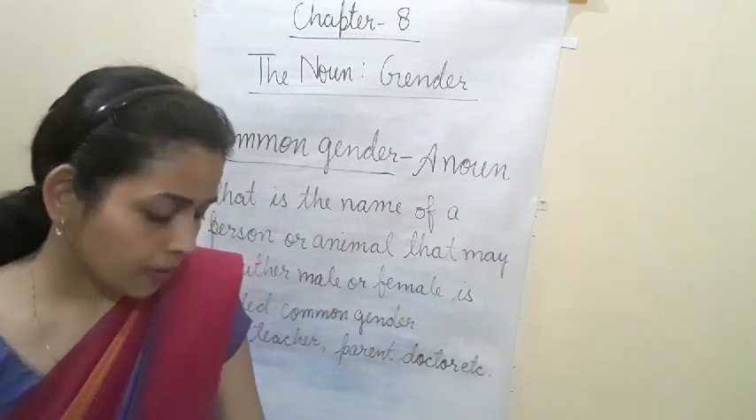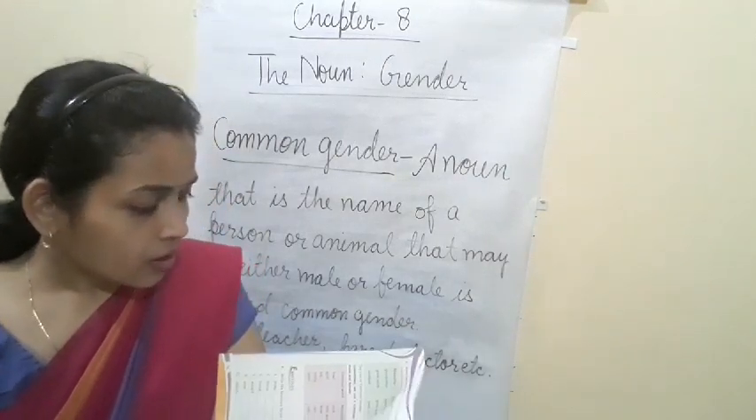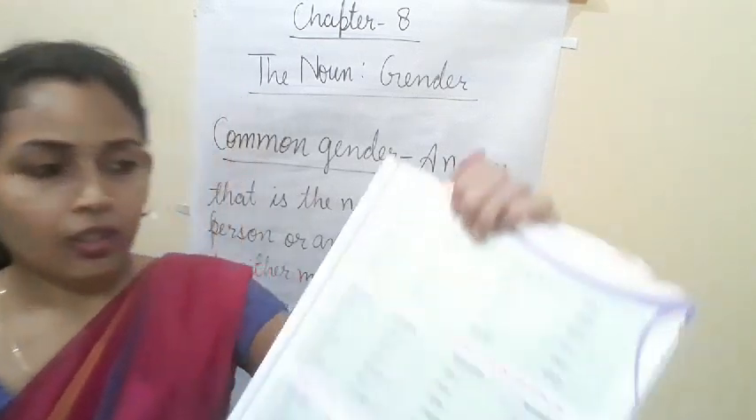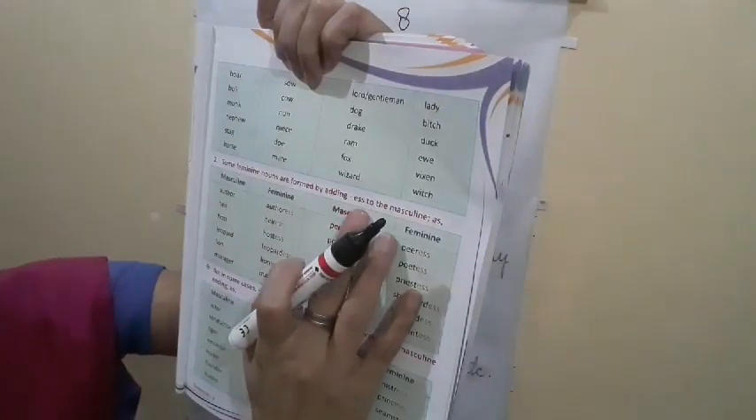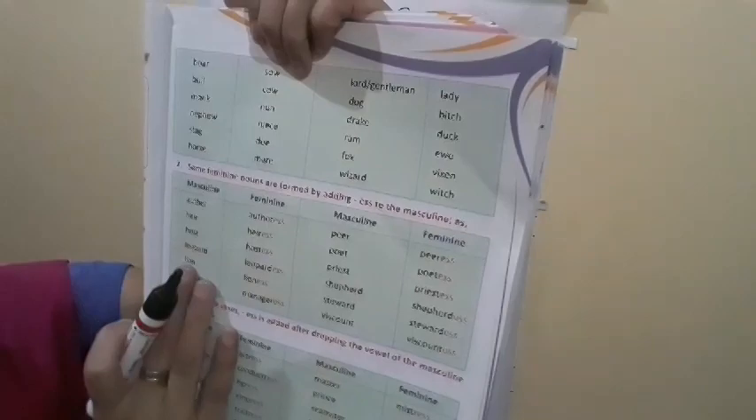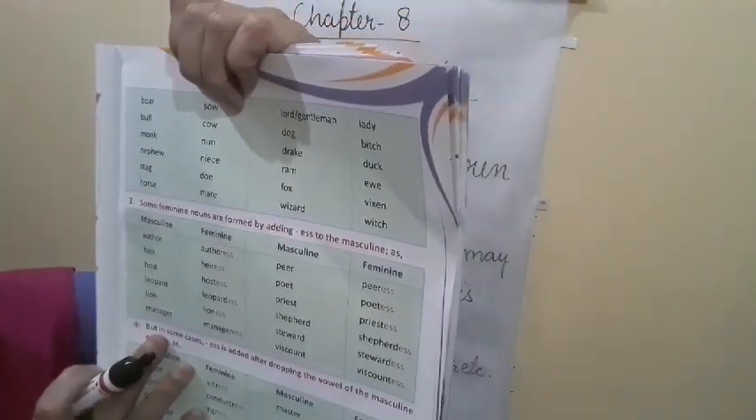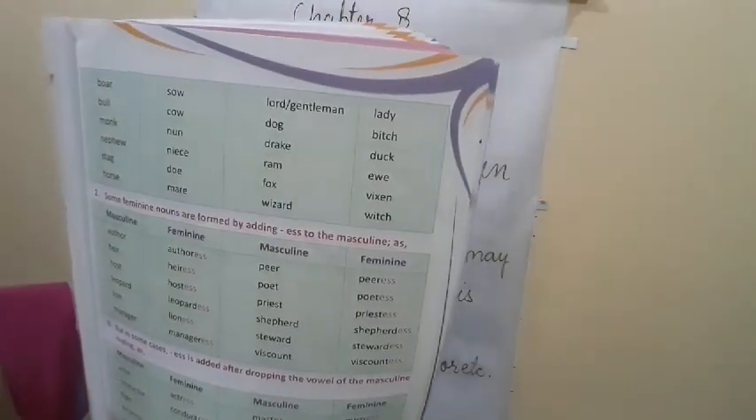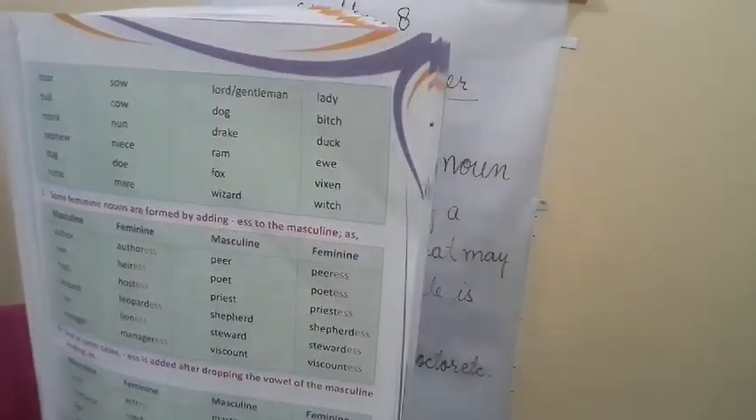So here are some examples. Okay. Some feminine nouns, as you can see here, it is given. Some feminine nouns are formed by adding ESS to the masculine gender, like author, authoress, host, hostess. Okay. Lion, lioness. So some masculine nouns, we make feminine by adding only ESS. In the first one we have completely changed, like man, woman, bull, cow. In the second one we have added only ESS. Okay, in this way also we make the feminine gender.